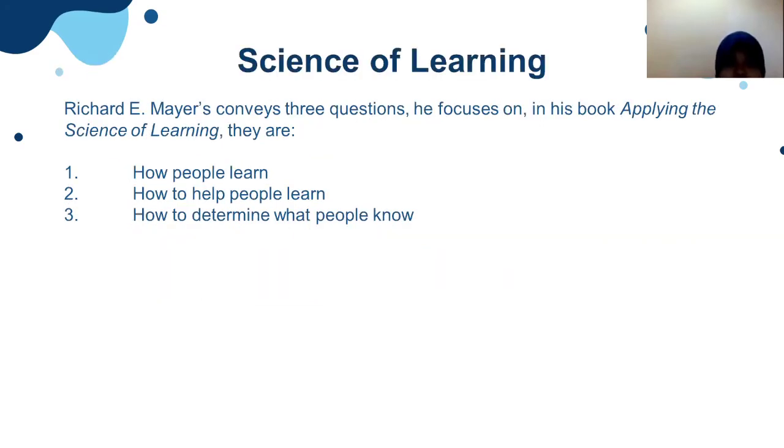Okay, the next, science of learning. Richard E. Mayer conveyed three requests he focused on in his book, Applying the Science of Learning. They are: one, how people learn; two, how to help someone learn; and last, how to determine what people know.